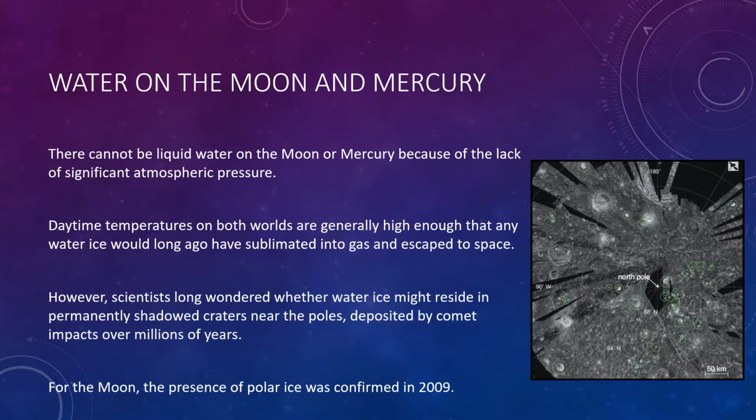There cannot be liquid water on the Moon or Mercury because the lack of significant atmospheric pressure means that water cannot remain stable in liquid form. Daytime temperatures on both worlds are generally high enough that any water ice would long ago have sublimated into gas and escaped to space. However, scientists long wondered whether water ice might reside in permanently shadowed craters near the poles, deposited by comet impacts over millions of years.